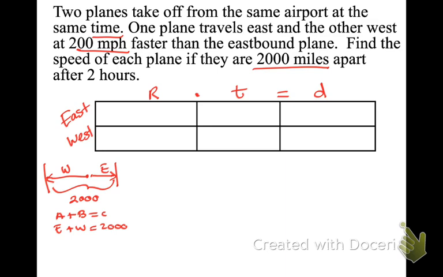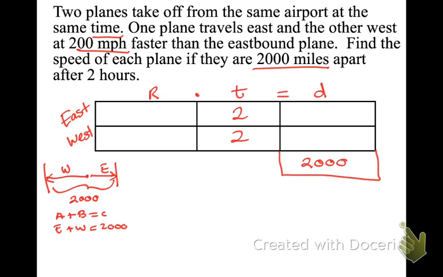Yes, 2 hours. And we're going to use that for both because in this scenario, they both traveled 2 hours. Do we know the distance of just the east plane? No. We know it's 200 more than west. Do we know the distance of the west plane? No. What distance do we know? 2,000, the total distance. So we're going to need to add another here, and it becomes 2,000.